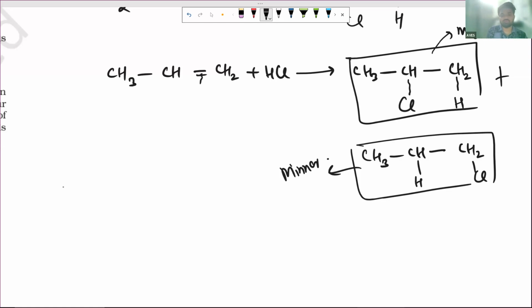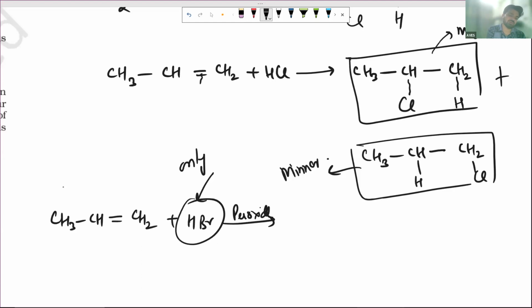But suppose we have CH3, CH, double bond, and CH2, and I am reacting with HBr in the presence of peroxide. Only HBr will be used, only HBr. So in the presence of peroxide, peroxide meaning like H2O2, it follows the anti-Markovnikov rule.